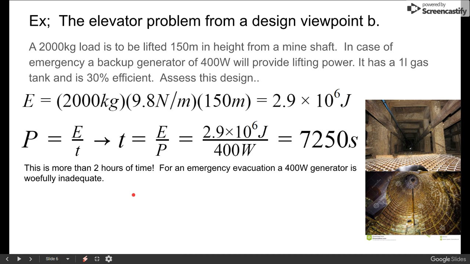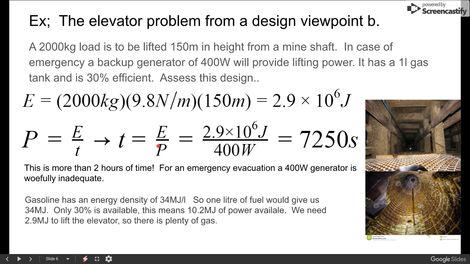That's completely unacceptable. 2 hours to lift them out on that generator? That's awful. So no, that time is ridiculous. Now the question is, do we even have enough fuel in that generator to do it? Well, if you look up energy density of gasoline, you get 34 megajoules per liter. You can get the figure for per kilogram as well, but just search for energy density.